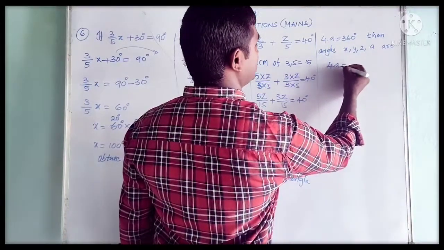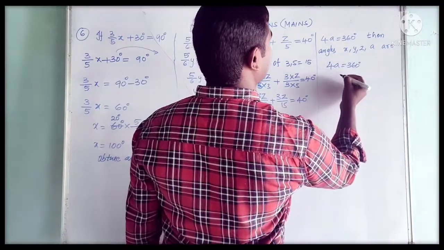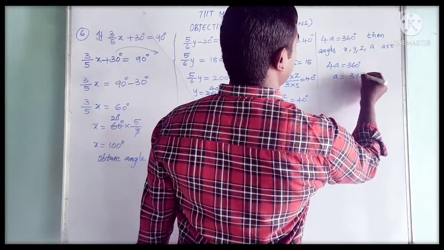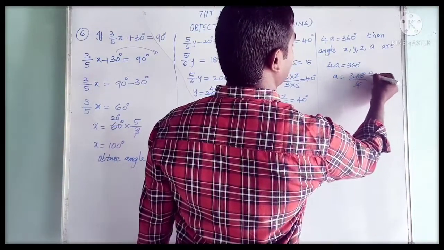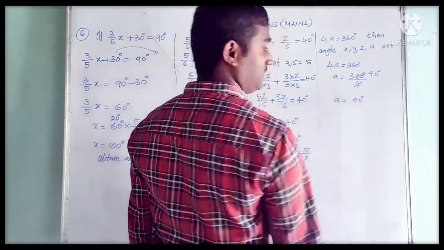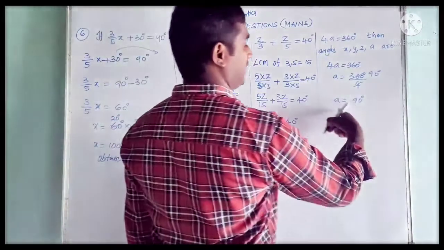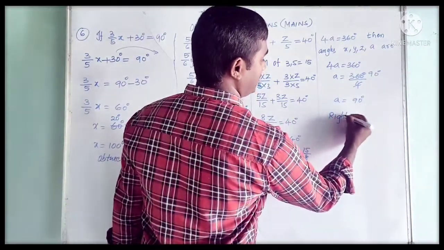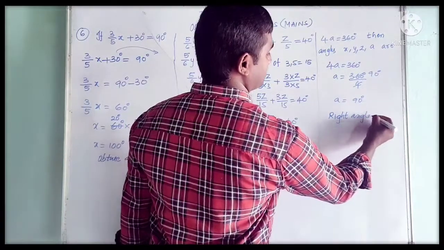Next, 4a equals 360 degrees, the given. So a equals 360 degrees divided by 4. 4 ninetys are 360. So a equals 90 degrees. 90 degrees is which type of angle? Right angle.